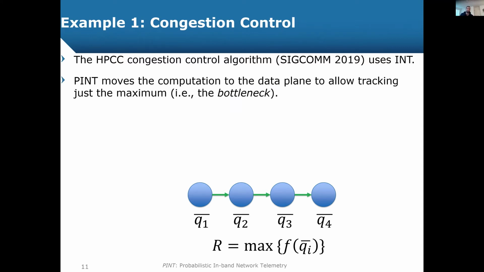Now, what PINT does is it moves the computation of this formula from the end host to the switches, right? So we have some approximation of the formula of the local queuing statistic, and now we can only track the maximum along the path, which corresponds to what is the right sending rate so that we will not overwhelm the bottleneck.